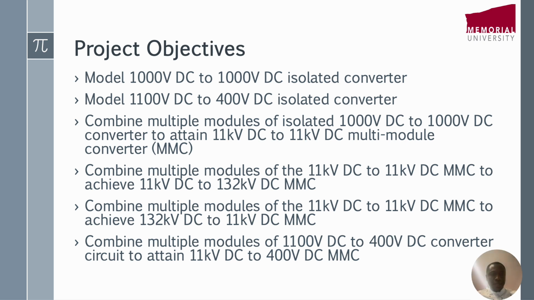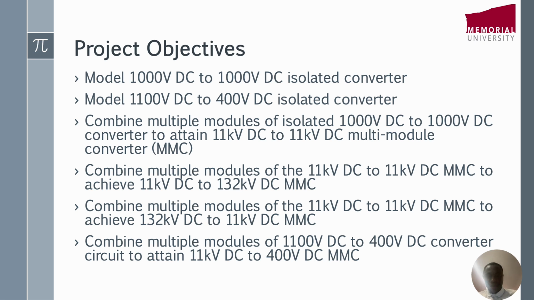These are the project objectives. We will model a 1000 V DC to 1000 V DC isolated converter. We will model a 1100 V DC to 400 V DC isolated converter. We will also combine multiples of isolated 1000 volt DC to 1000 volt DC converters to attain an 11 kV DC to 11 kV DC modular multilevel converter.